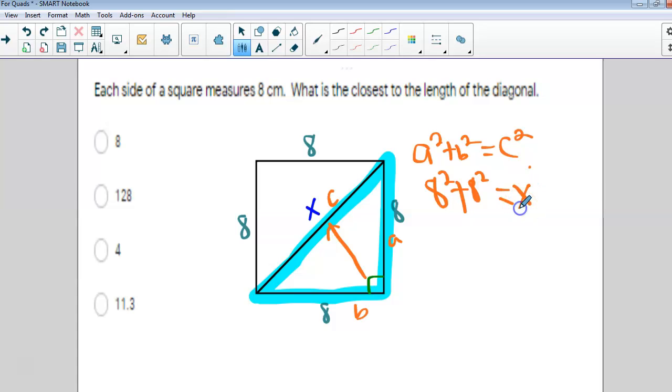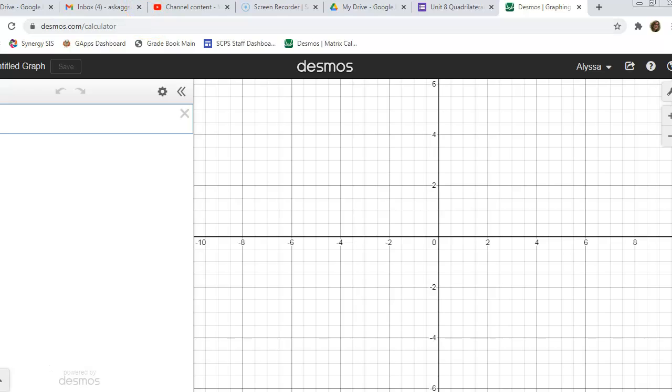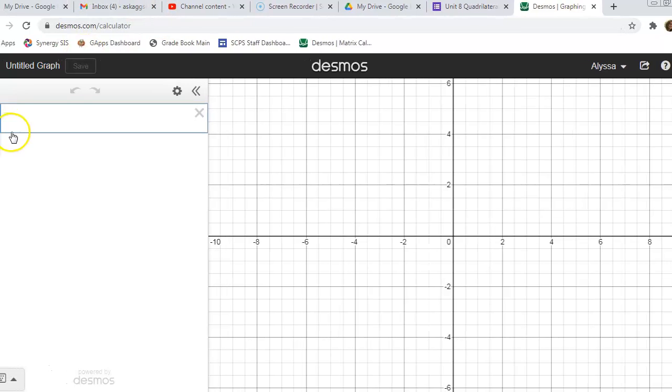And I like the x because if you are going to use decimals, once we plug it in and put an x in for our x squared, we're going to come over to Desmos and plug that in like so. So we're going to have 8 squared plus 8 squared is equal to x squared.